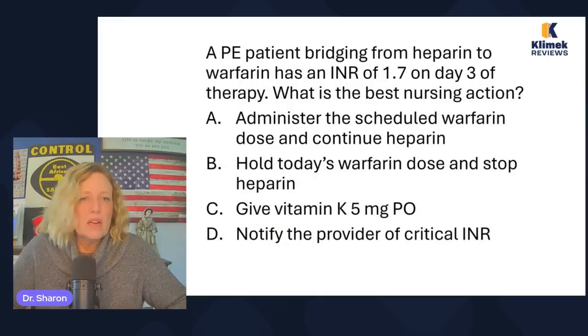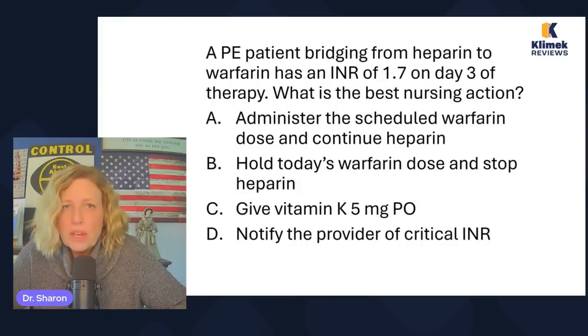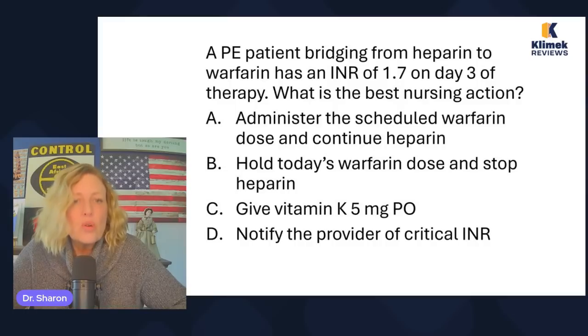A PE patient bridging from heparin to warfarin has an INR of 1.7 on day 3 of therapy. What is the best nursing action? Administer the scheduled warfarin dose and continue heparin. Hold today's warfarin dose and stop heparin. Give vitamin K 5 milligrams PO. Notify the provider of critical INR. So this is a lab value that you should actually know. A therapeutic INR is 2 to 3. It may even go up to 3.5. But an INR of 1.7 is subtherapeutic. So we want to continue the heparin until the warfarin becomes therapeutic.